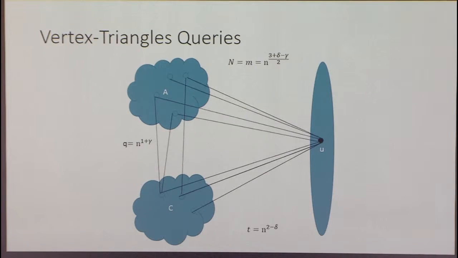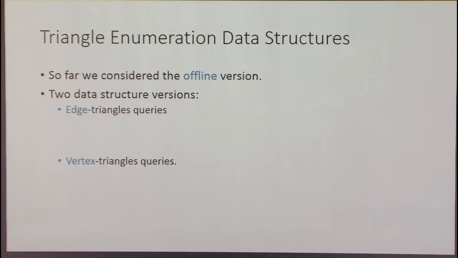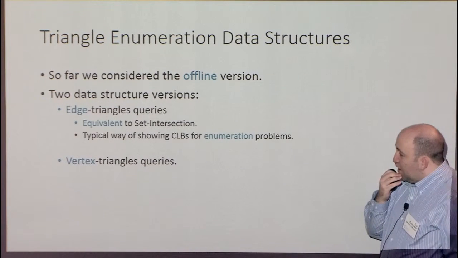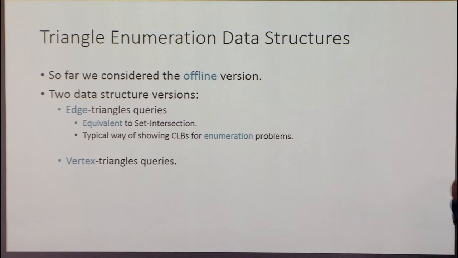Okay? So these are two natural types of queries. What can we say about them? Like I mentioned already, edge triangle queries are equivalent to set intersection, and they're the typical way of showing conditional lower bounds for enumeration problems from threesome. In general, when we talk about conditional lower bounds, not just from threesome, but also from Boolean matrix multiplication, orthogonal vectors, or online matrix vector, all these problems go down to asking a similar question about edge triangle queries.